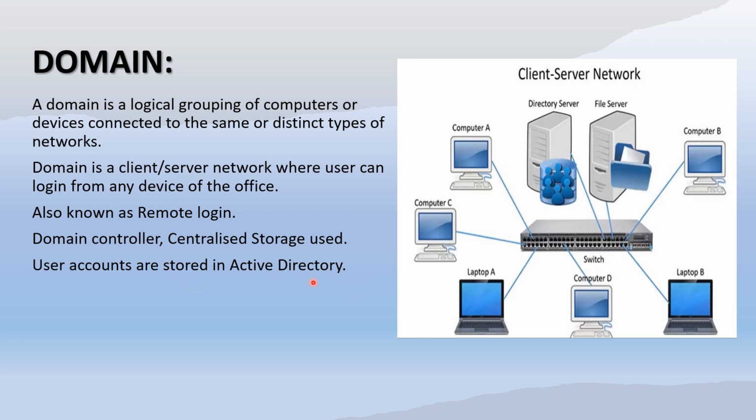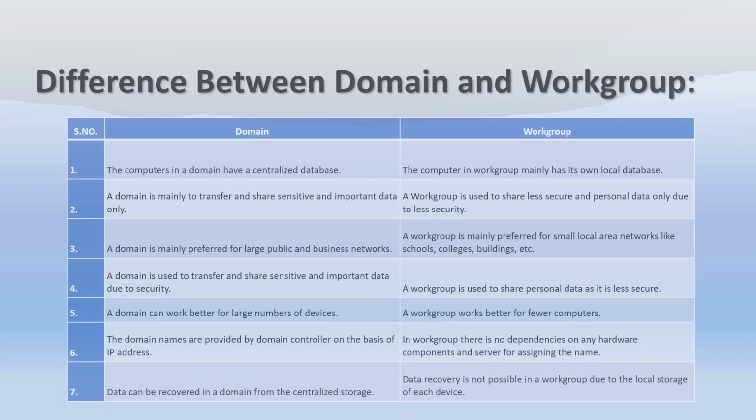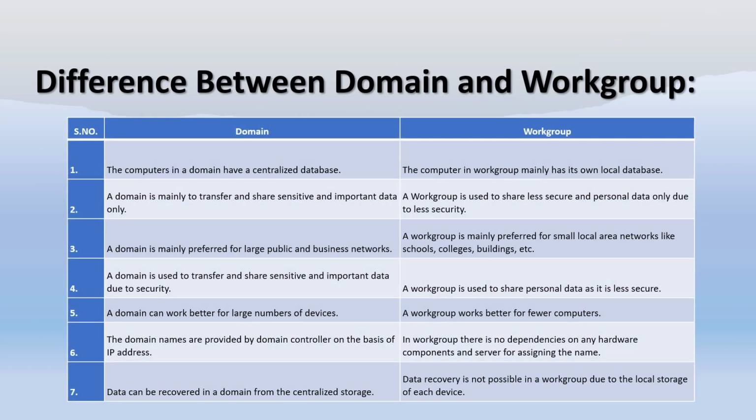User accounts are usually saved in Active Directory, which stores the information of user credentials to access the system. Let's see the difference between domain and workgroup. A domain has a centralized database, and a workgroup has only a local database. A domain is mainly used to share sensitive and important data. In a workgroup, you access your personal data, so it's less secure. A domain is mainly used in public and business networks.